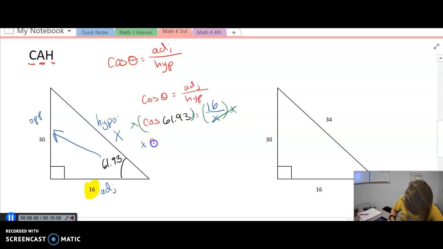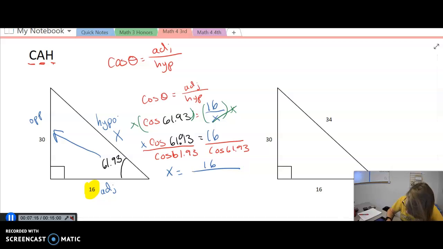x cosine of my theta is 61.93, and that's equal to my 16. Well, we need to get x by itself, so we're going to divide by my cosine of 61.93 to both sides. And so now we have x equals 16 over my cosine of 61.93.